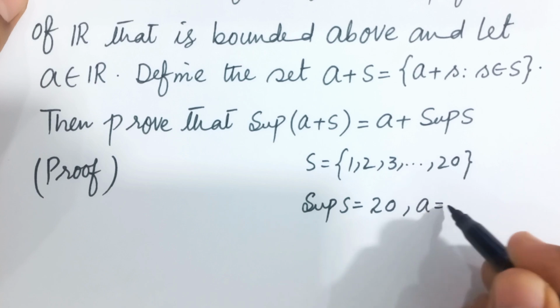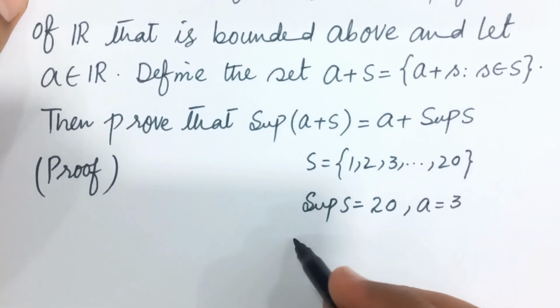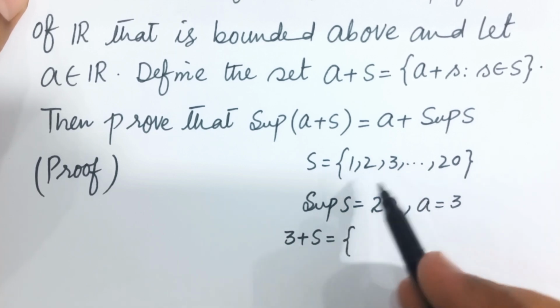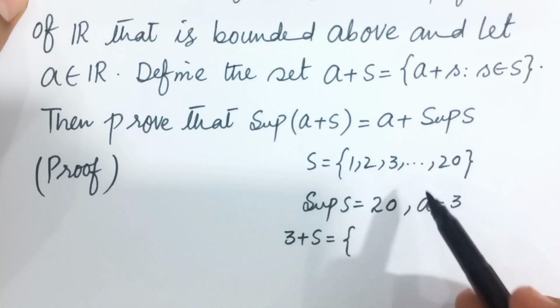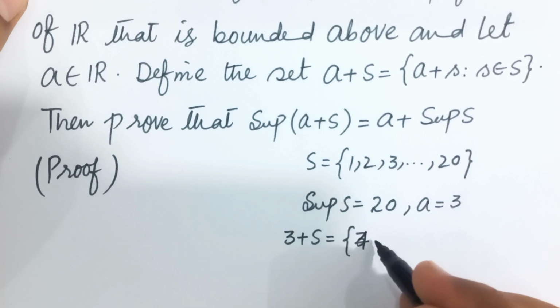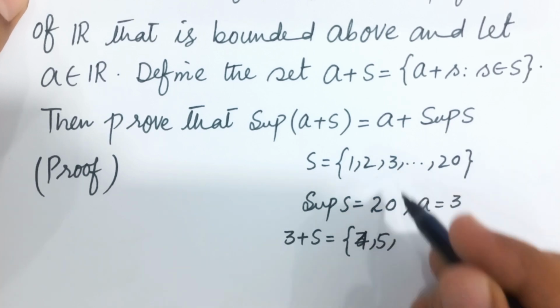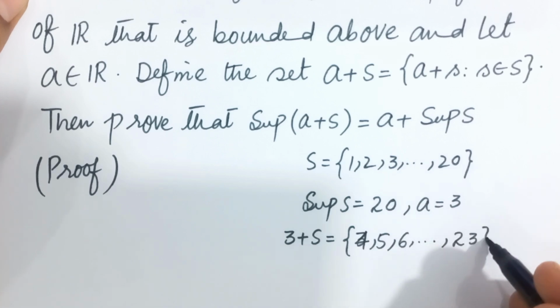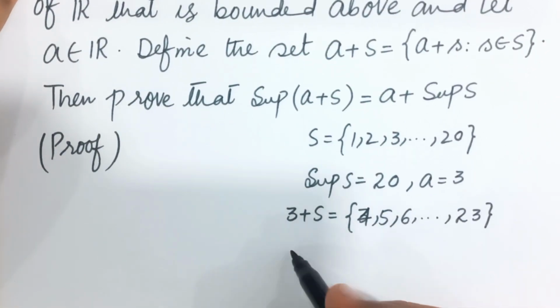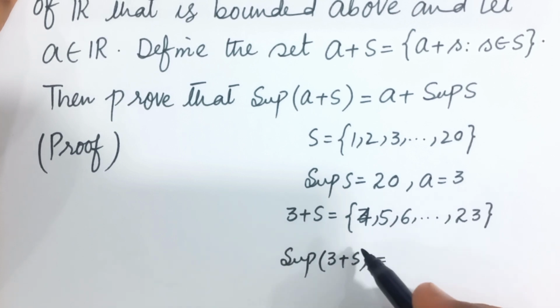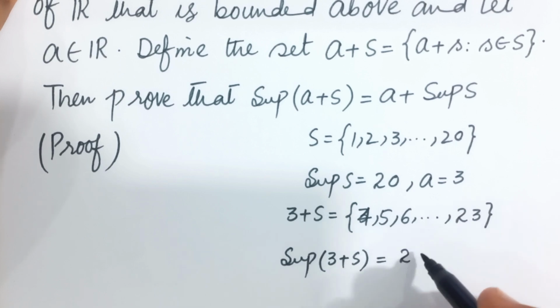Let us take A is equal to 3. Then the new set, that is A plus S, here 3 plus S, is formed just by adding 3 to every element of set S. We have 3 plus 1, this will become 4, 3 plus 2 is 5, 3 plus 3 is 6, and so on. Lastly, 20 plus 3, this is 23. Now, what is the supremum of this set, supremum of 3 plus S? The supremum of 3 plus S is 23.